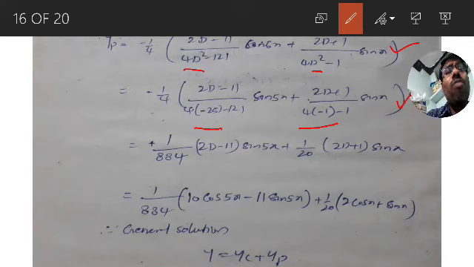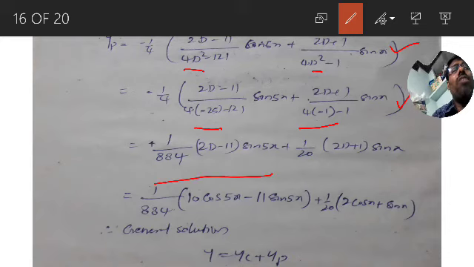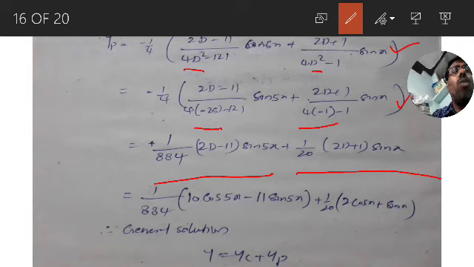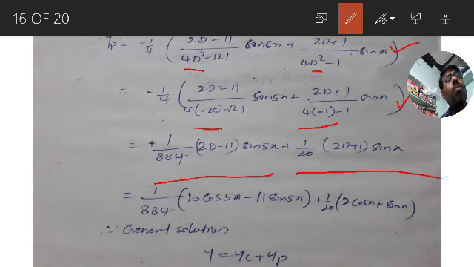4 into minus 25 minus 100 minus 121 minus 221 into 4 minus 884 minus into minus plus. So what is the first term? 1 by 884 into 2D minus 11 of sin 5x, it is minus 5 into 4 minus 4, it is 1 by 20 of 2D plus 1 of sin x.